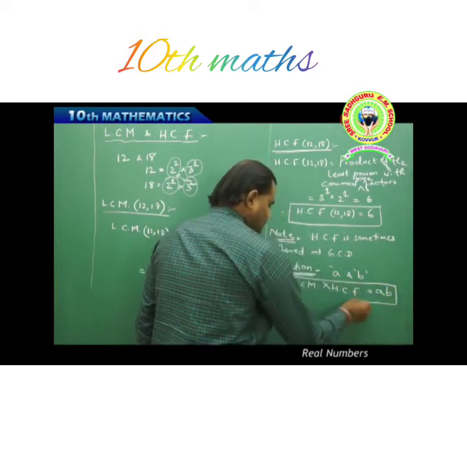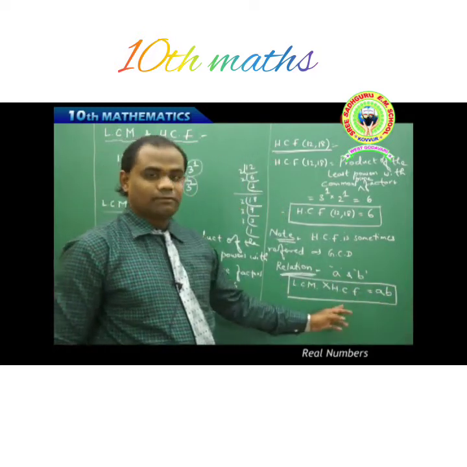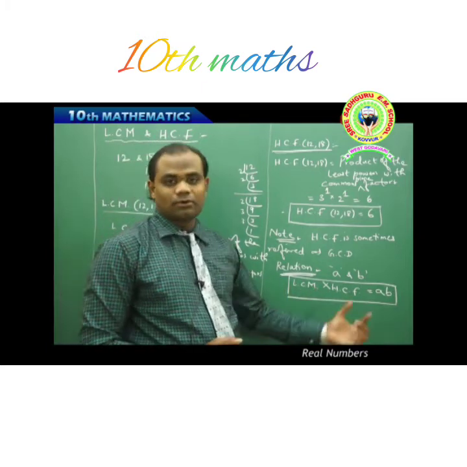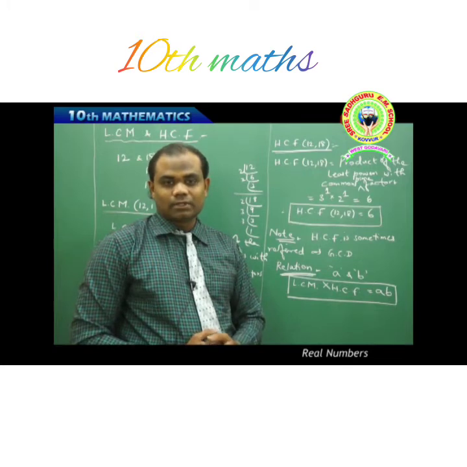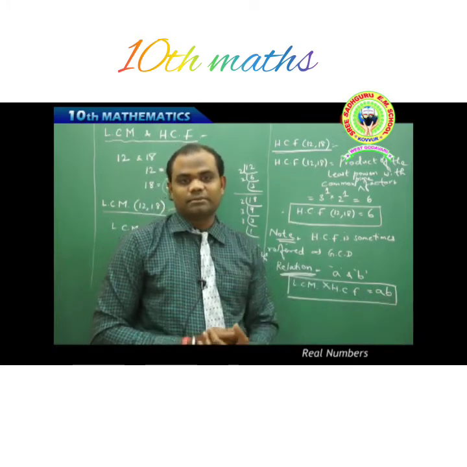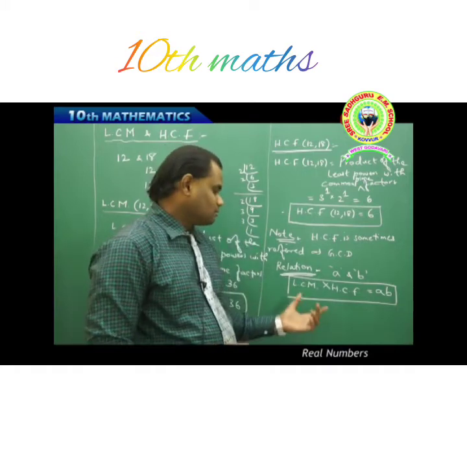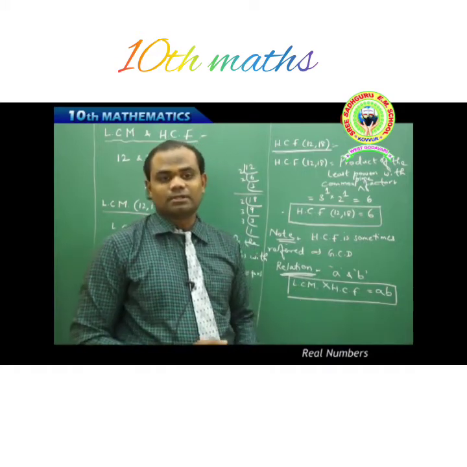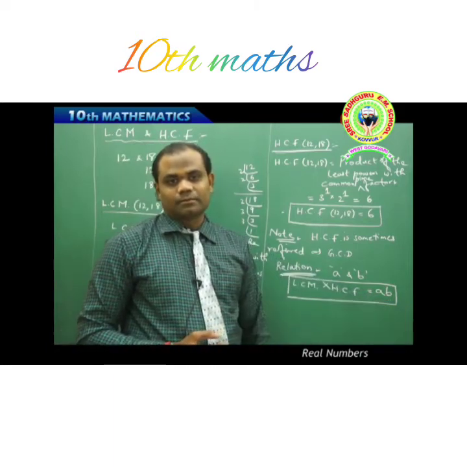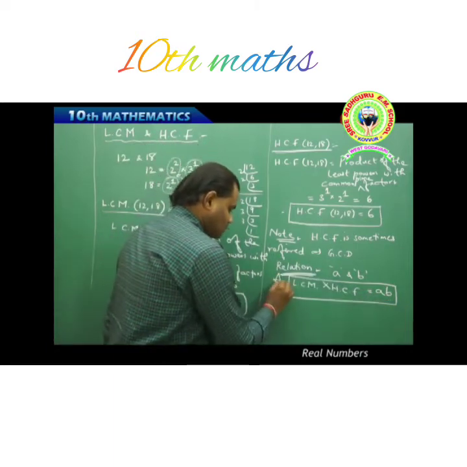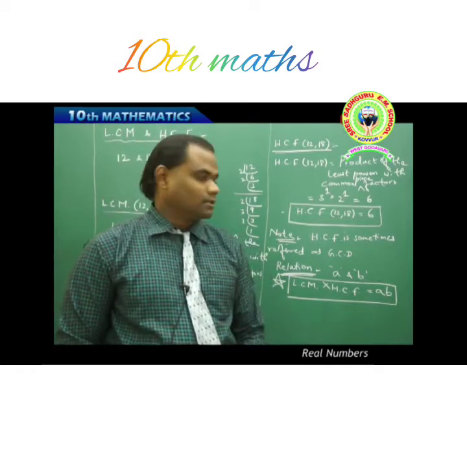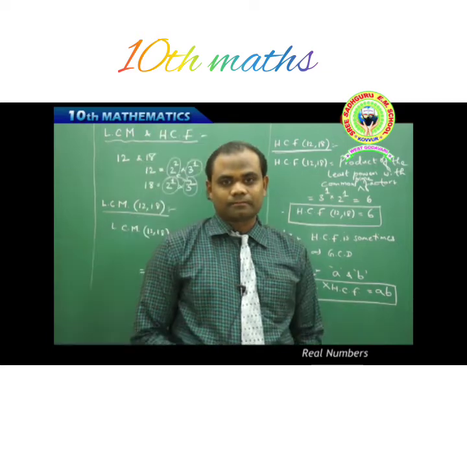If I wanted to find LCM or HCF, I can also use this formula, provided I know one of them, either LCM or HCF. They are connected: LCM times HCF is equal to A times B. The LCM into HCF is the product of the numbers, and this is very important because it connects HCF and LCM with a mathematical equation.